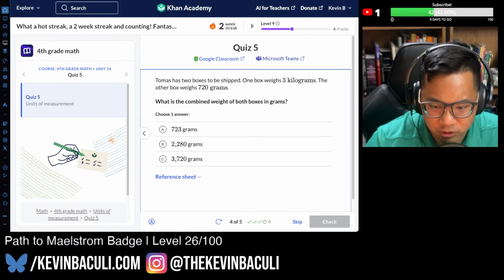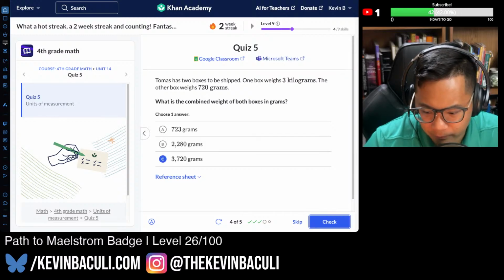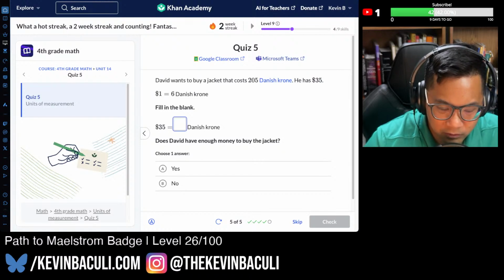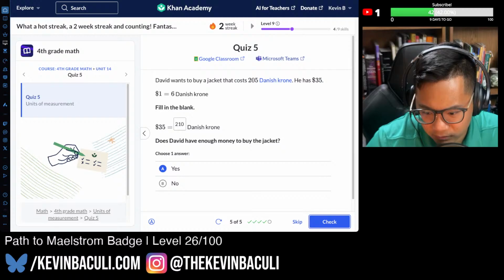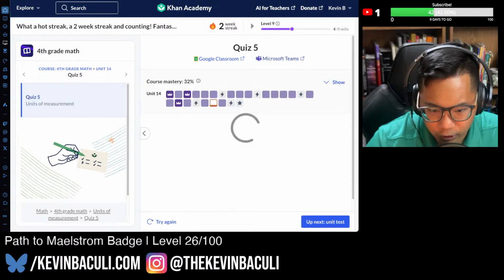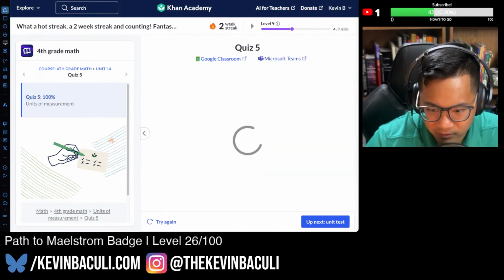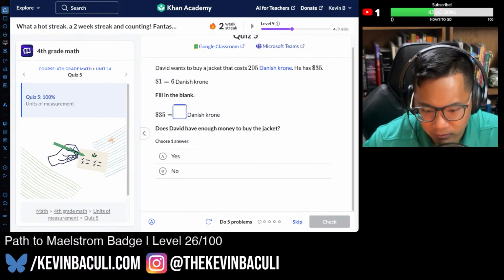Tomas has 2 boxes to be shipped. One box weighs 3 kilograms. The other box weighs 720 kilograms. What's the combined weight of both boxes in grams? 3720. Danish krone. 180 to 10. There we go. Yes. Gotta do it again because I need to get proficiency. Okay. Oh, I just did this one. 10.